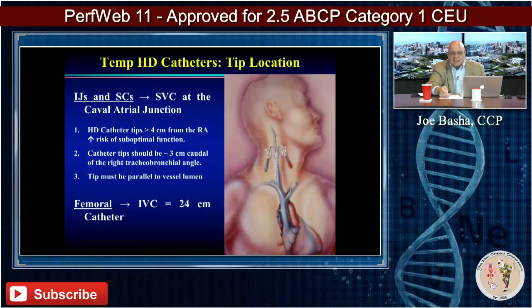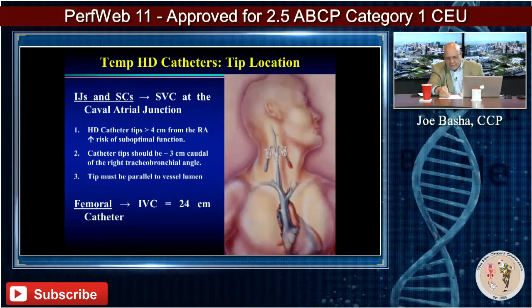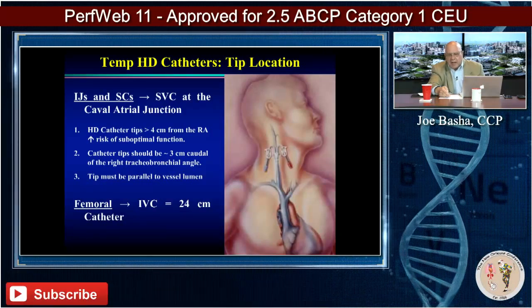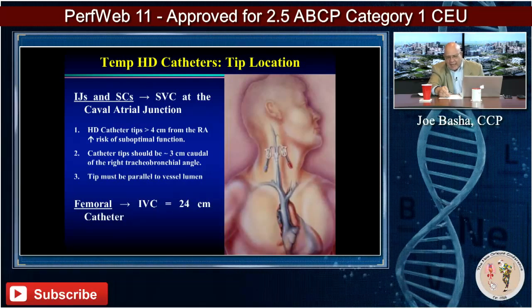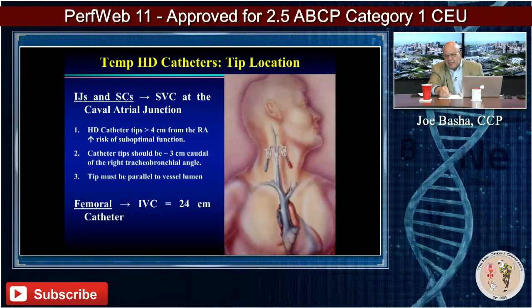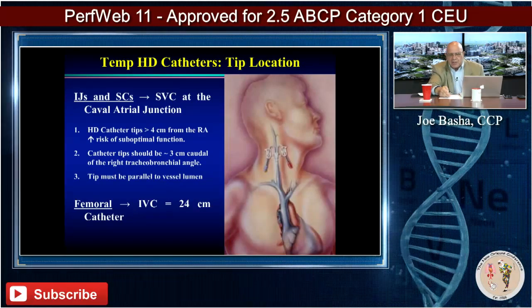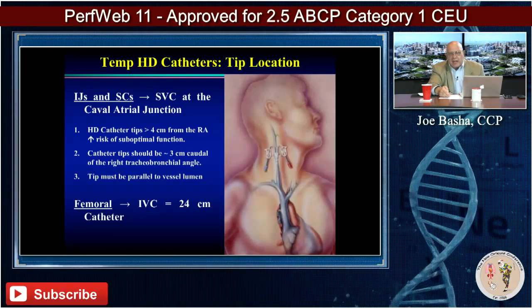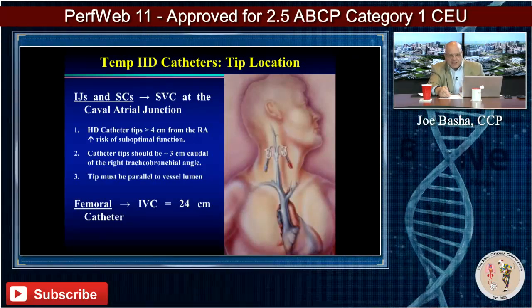And this is by far the best place to put it. If you put it in the right IJ, it is a straight shot, straight down into the right atrium at the SVC-RA junction, which is where you really want it to be. That's going to give you the best flow characteristics for this device.